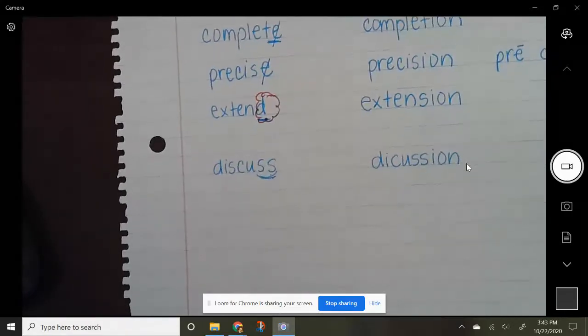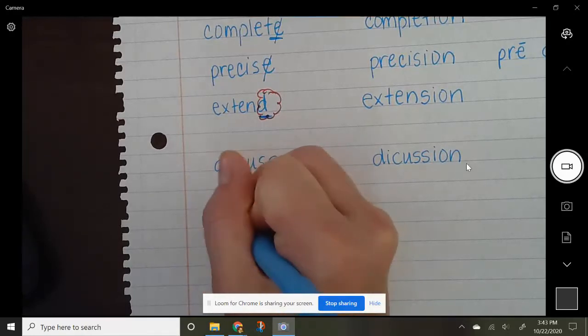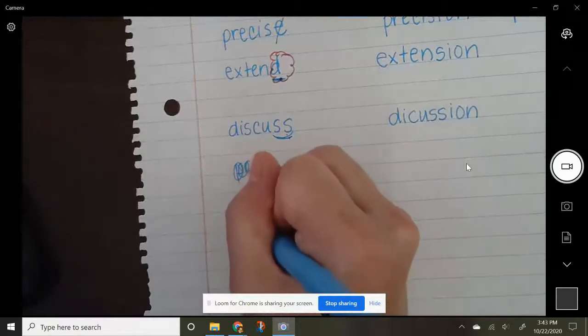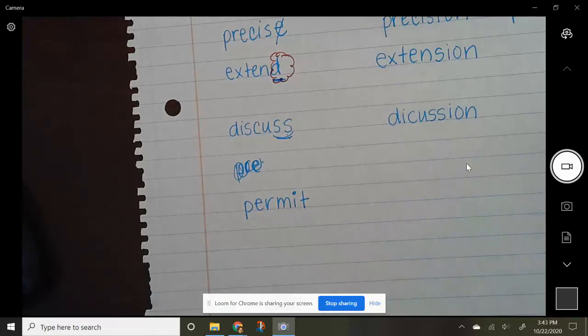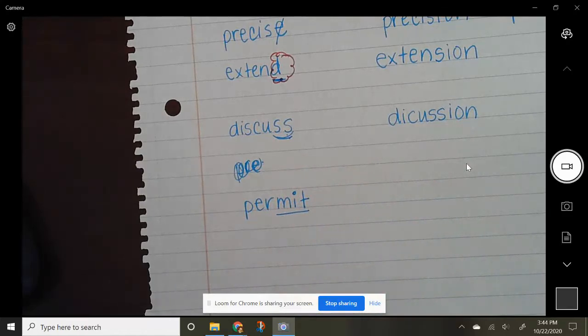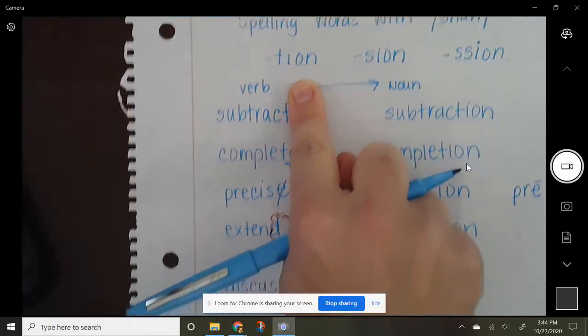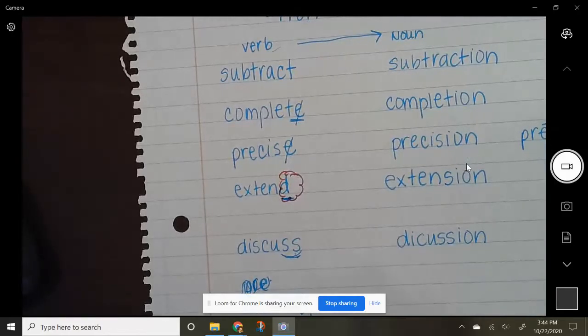The last and probably the hardest rule that you're going to need to learn is, I just spelled it wrong. I'll go down even more. The word is permit. I will permit you to use the bathroom. You need to ask permission to use the bathroom. If your verb ends in mit, and this is a very special rule, if it ends in mit, we don't do a tion. That's usually what we'll do if it ends in a T. Add the ion. No, permit.